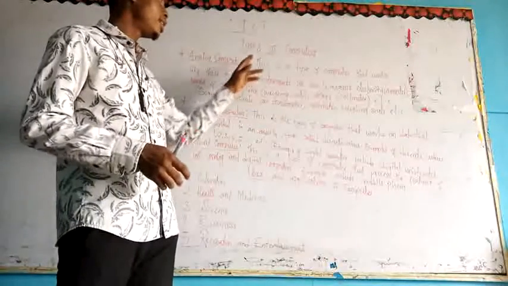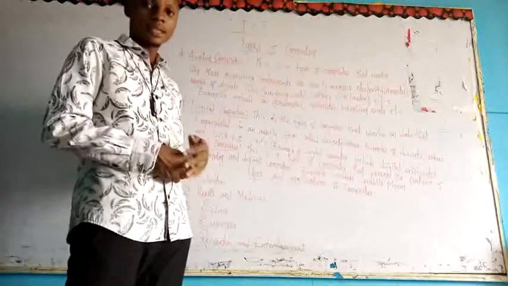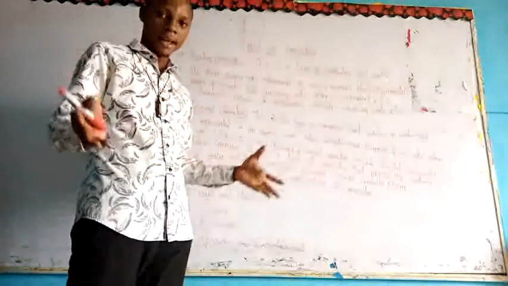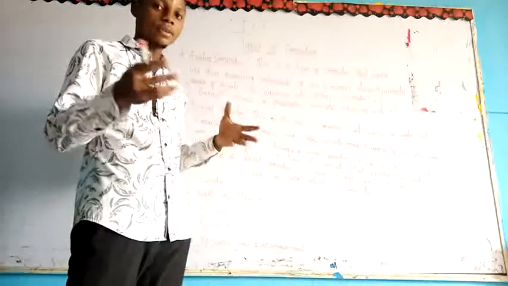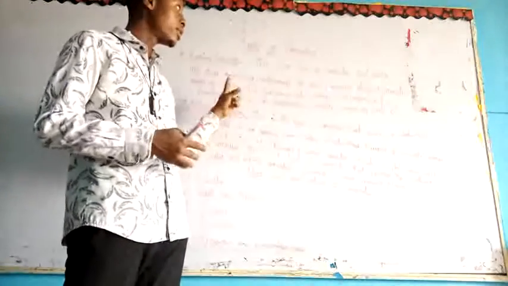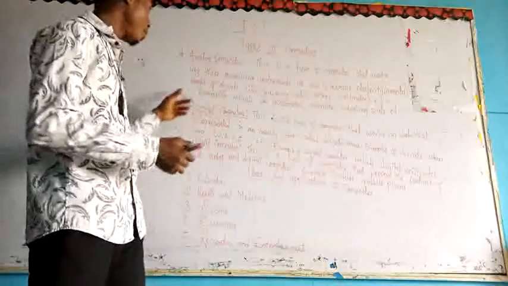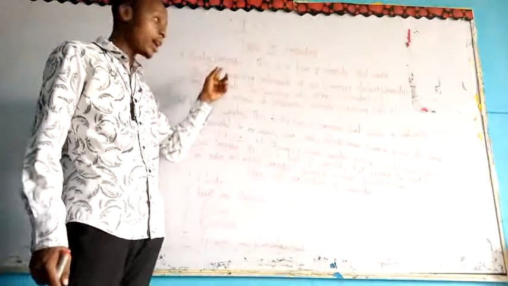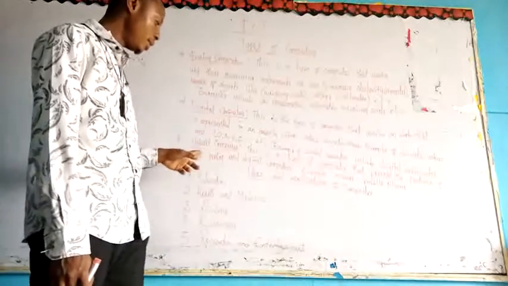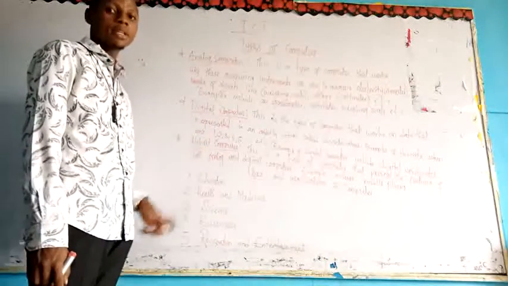Today we are going to be learning types of computers. We have different ways by which computers can be classified, but today we are going to be classifying computers according to their type. So we have three types of computer. We have the analog computer, we have the digital computer, and we have the hybrid computer.